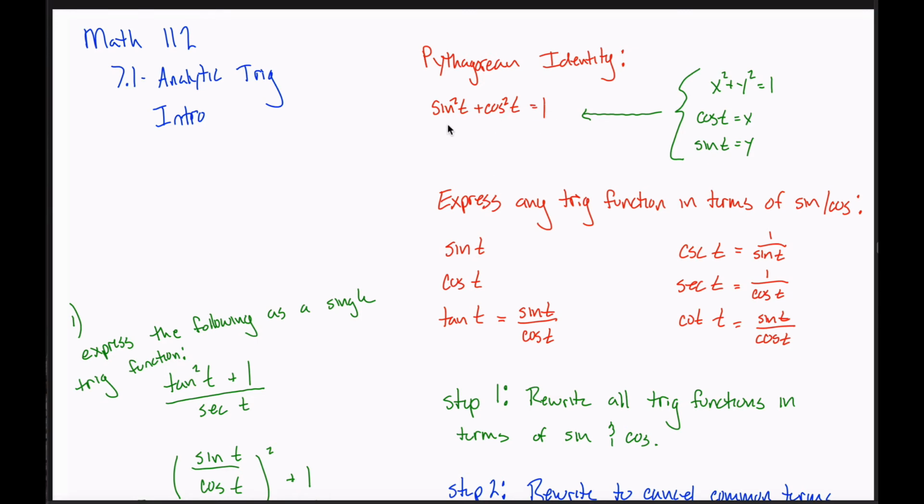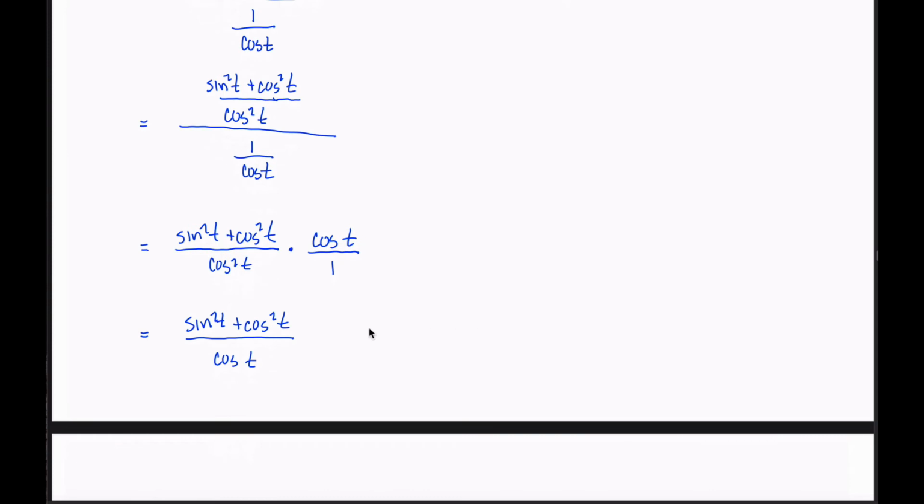So if you're ever lucky enough just to have sine squared t plus cosine squared t in your expression, you can just change that into the number 1. In this example, I am so lucky. Note that the numerator here is exactly sine squared t plus cosine squared t. So I can just change that into the number 1, and I get 1 over the cosine of t.